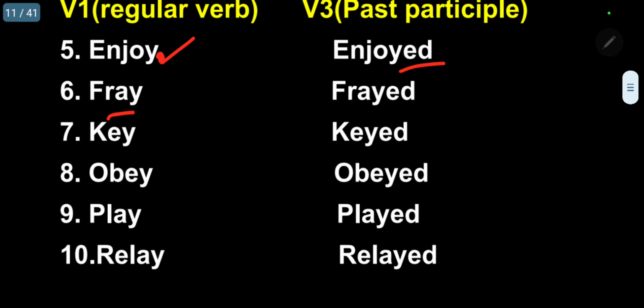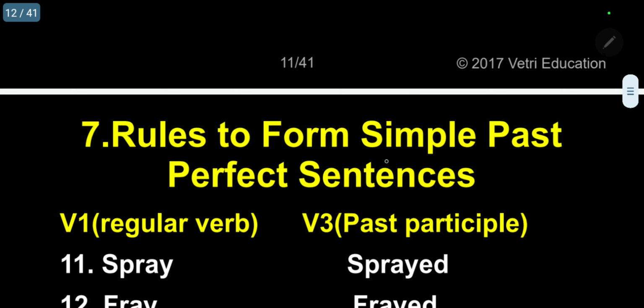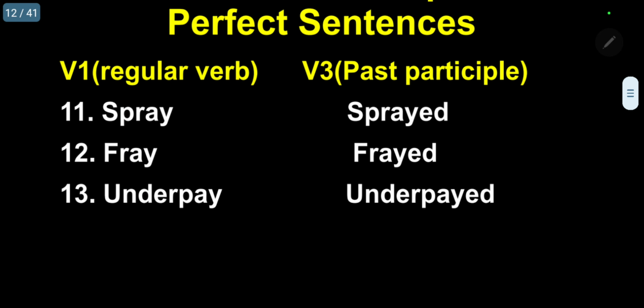Fray. A vowel. So frayed. Key. E vowel. Ed. Obey. E vowel. Ed. Play. A vowel. Ed. Relay. A vowel. Ed added. So very, very simple if you understand. Continuous list. Spray. A vowel. Sprayed. Fray. A vowel. Frayed. Underpay. A vowel. Underpaid. That is ed added. Very, very simple.